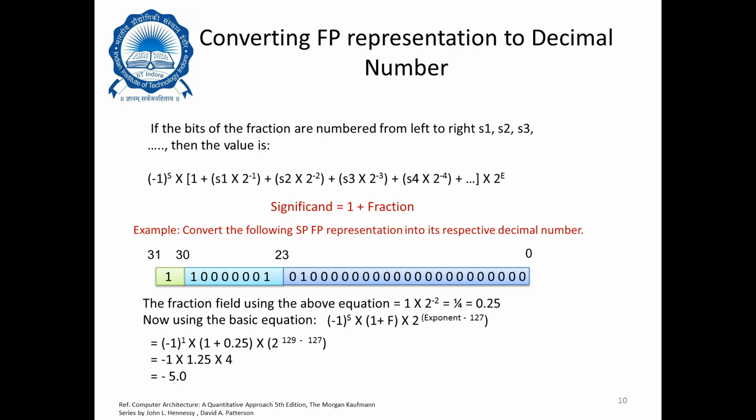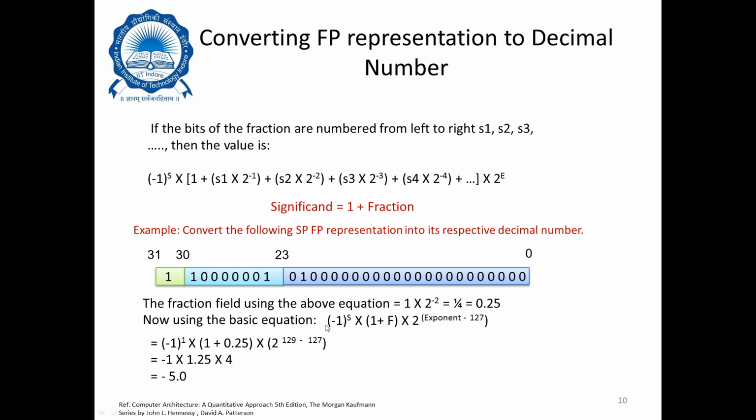Now going by the representation, if you try to convert the fraction element into its corresponding decimal representation, you will see that the one that you have in the fraction part will be multiplied by 2 to the power minus 2, because s1 is 0 and all the remaining ones are zeros. So only for the bit 1 here, which is in place of s2, you get 1 into 2 to the power minus 2, which is 1/4, equal to 0.25.